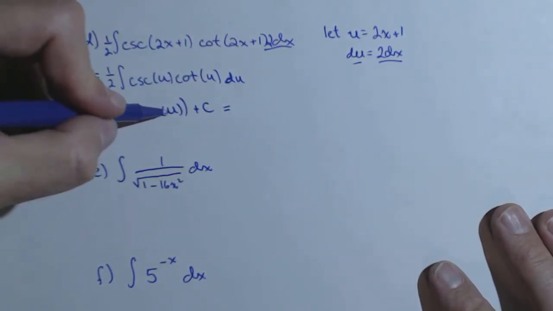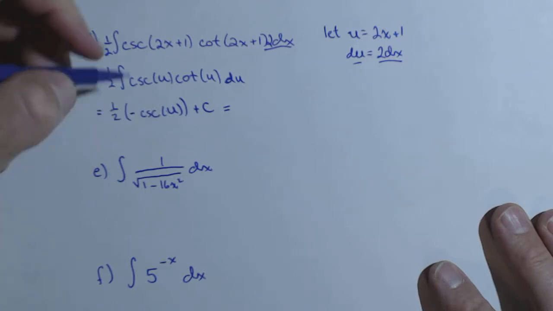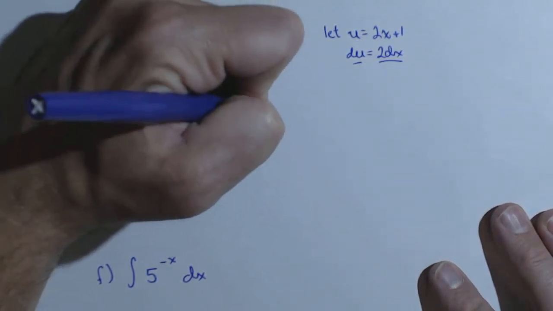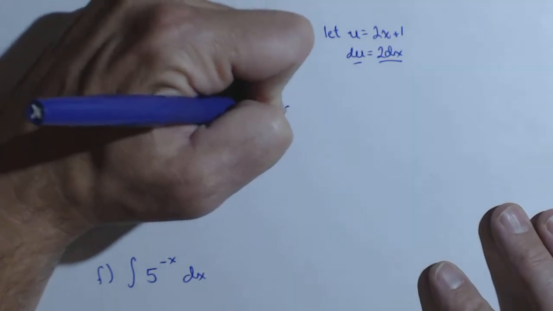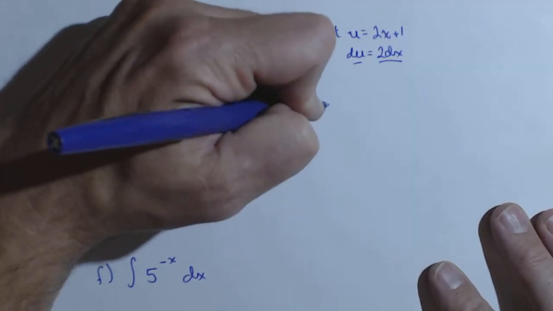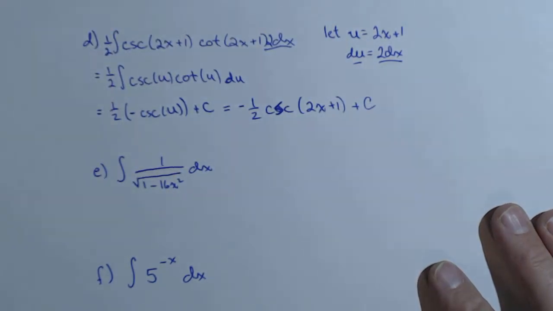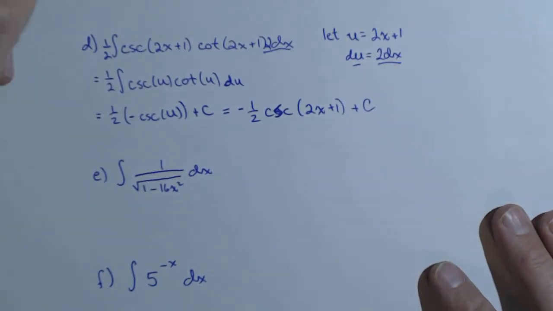Now, we don't want to leave it in terms of u, so we do need to substitute back. I'm going to put the negative on the 1/2 out front, and I've got cosecant of 2x plus 1 from subbing back, and don't forget the plus c, because we are looking for an antiderivative, a general antiderivative.